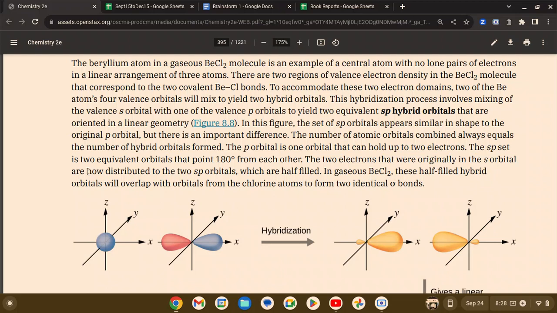In this figure, the set of sp orbitals appears similar in shape to the original p orbital, but there is an important difference. The number of atomic orbitals combined always equals the number of hybrid orbitals formed. The p orbital is one orbital that can hold two electrons. The sp set is two equivalent orbitals that point 180 degrees from each other. The two electrons that were originally in the s orbital are now distributed to the two sp orbitals, which are half-filled in gaseous BeCl2. These half-filled hybrid orbitals will overlap with orbitals from the chlorine atoms to form two identical sigma bonds.